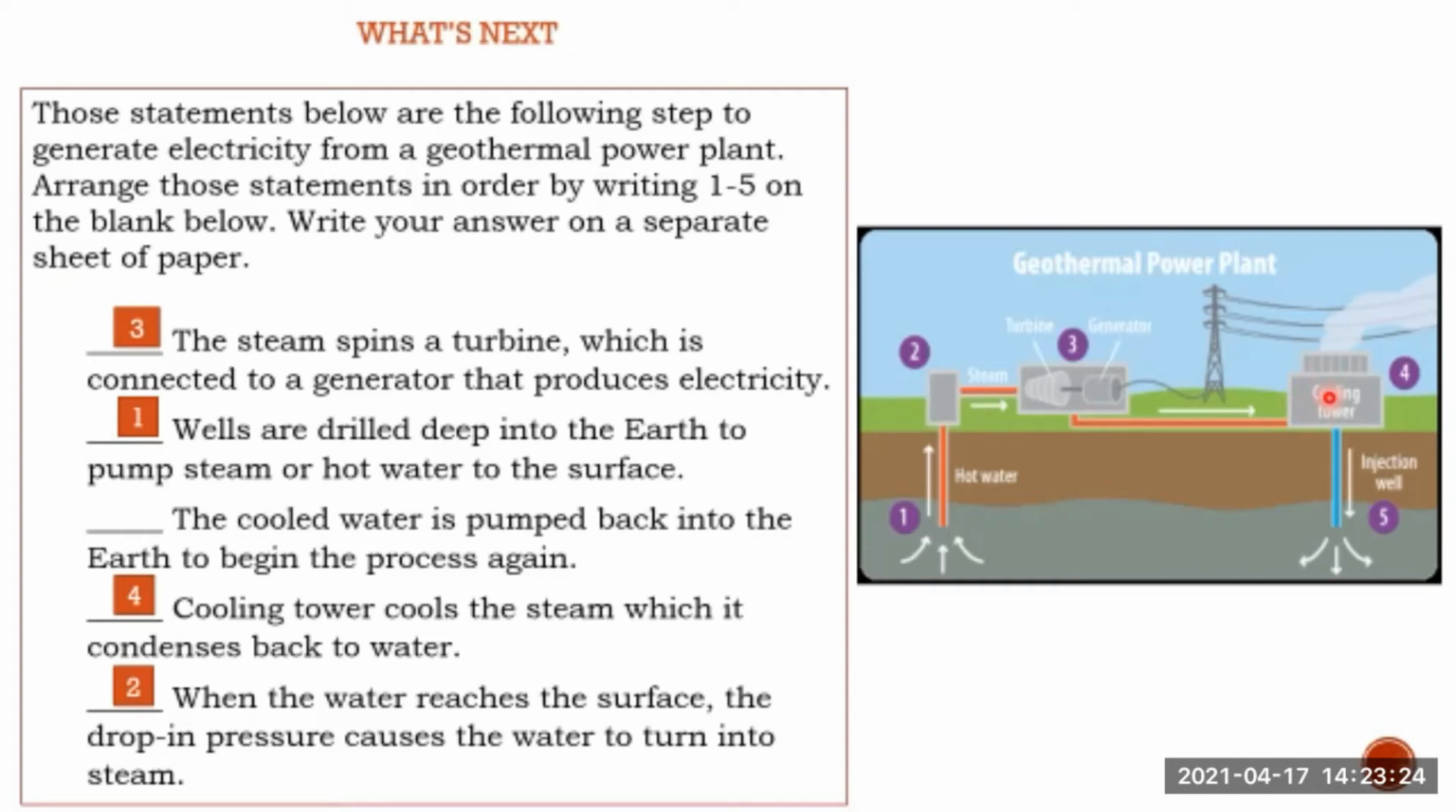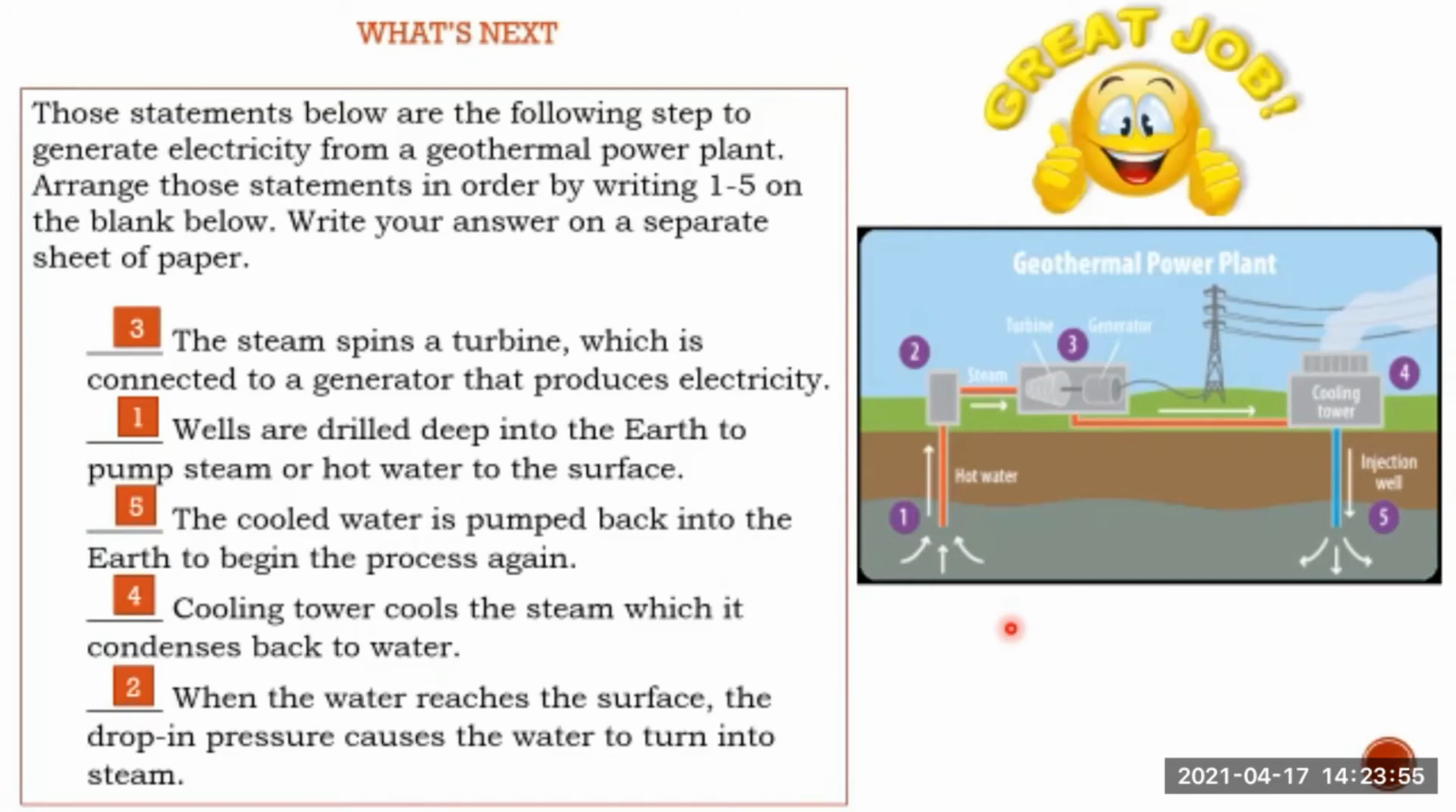And the last process is the cooled water is pumped back into the earth to begin the process again. So from steam, it becomes water again with the use of the cooling tower. Then the water will be injected back into the earth beneath the surface. Then the process will happen again and again. I think you got all the correct answers. You did a great job.